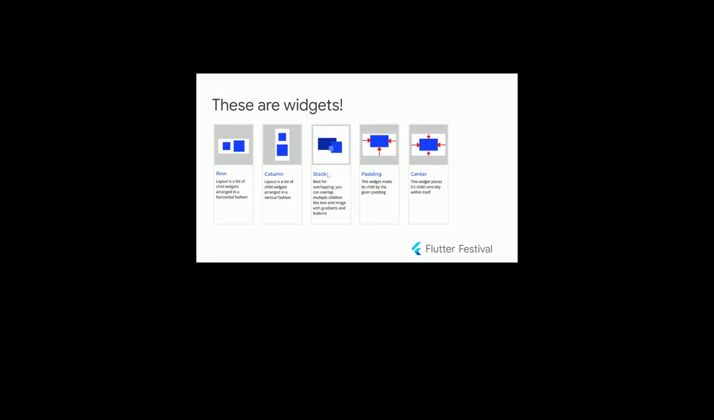The next is padding. Padding is a space we can give around a widget, and center is a widget that puts the child into a centered position. So these are some basic widgets: scaffold, app bar, text, rich text, safe area, column, row, container, button. These are some very basic widgets available in Flutter. Let me explain what each of these is.